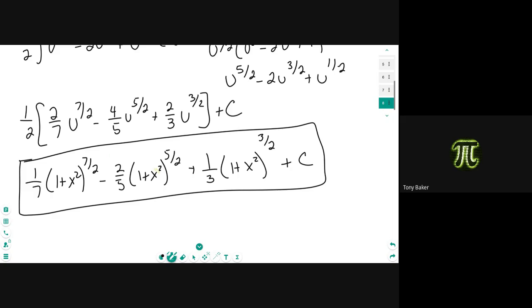So not all integrals are nice and small. And integrals can get very messy very quickly.